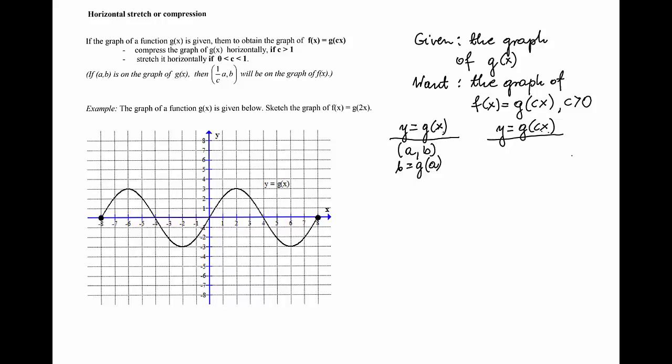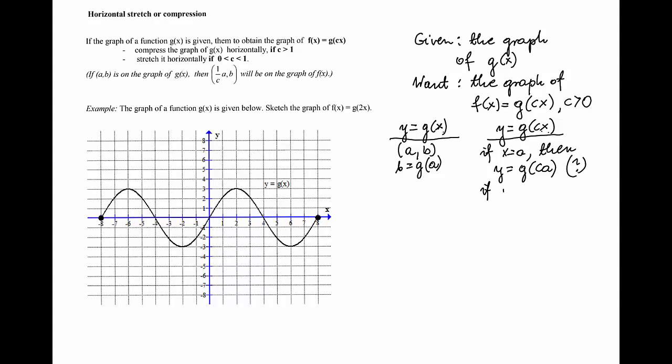Suppose that the point a, b is on the graph of g of x. That means b is g of a. If x is equal to a, then the value y corresponding to that x value in g of c times x is g of c times a. I don't know much about the function g. I don't know whether c times a is in the domain, or whether that y exists. So I can't use this point to plot in the coordinate system.